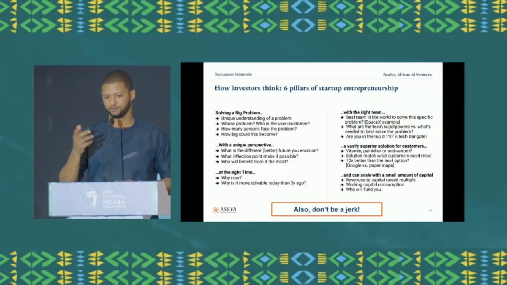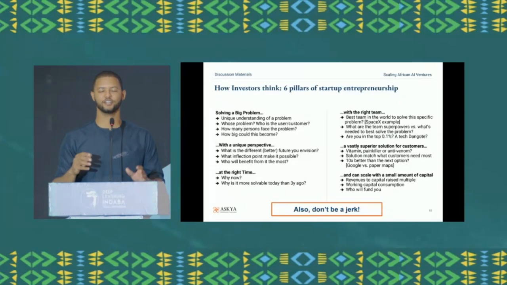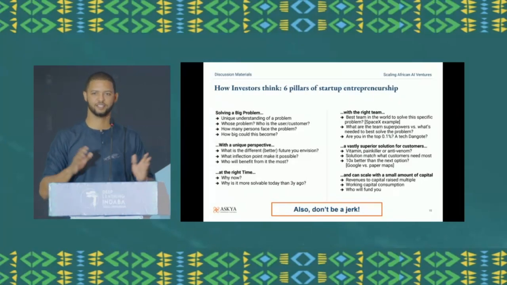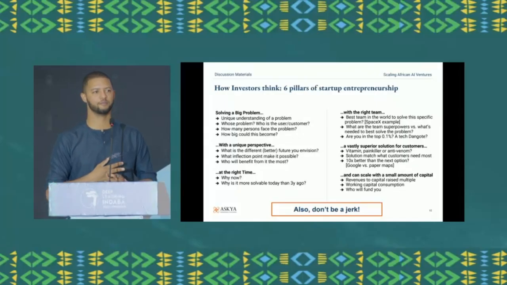Now, the way we like to think about founders, we say, okay, are they a tech Dangote? I think everybody knows Dangote. He's the most successful businessman in Africa. He has some characteristics that are really interesting. He's very persistent. He's very ambitious. He's also very humble. He's someone who has built huge things based on his persistence, going from sector to sector and being really good at what he does.